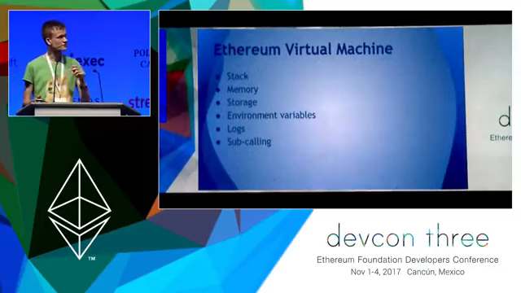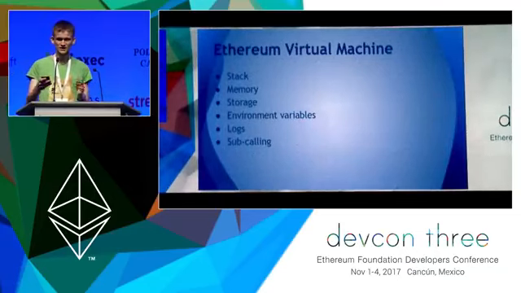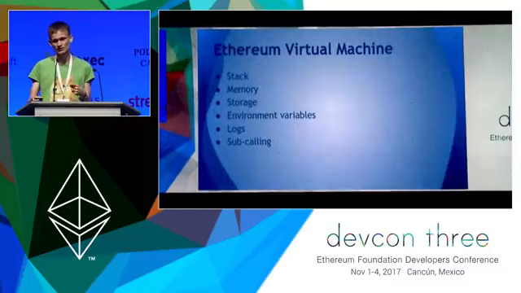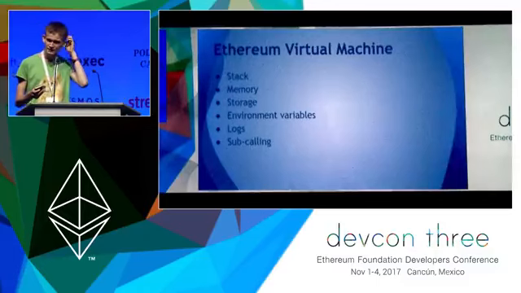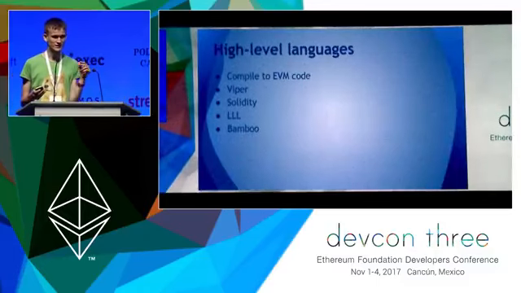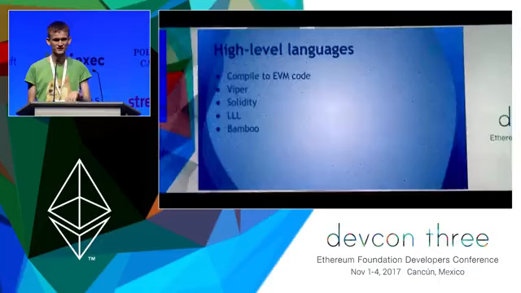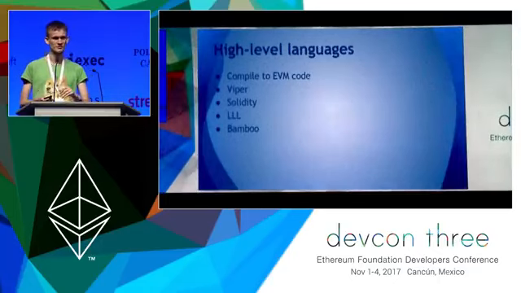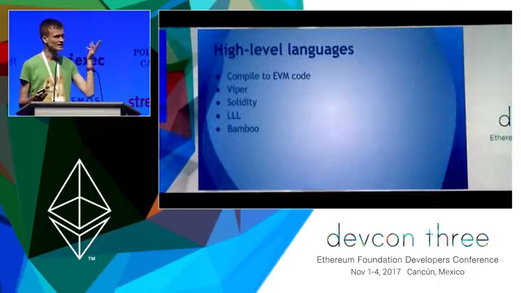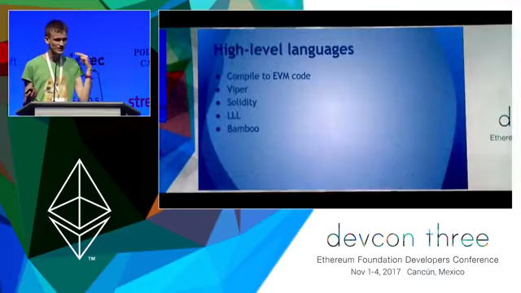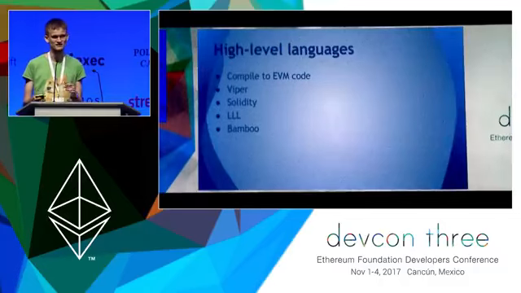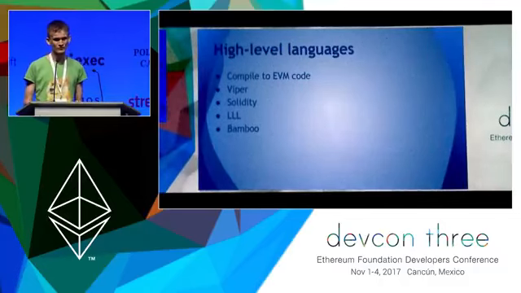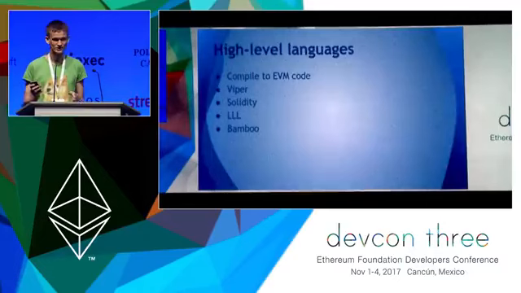You have logs and subcalling, so contracts have the ability to call contracts by sending what we call these internal transactions. Now, most of the time, you're not going to be writing in Ethereum virtual machine code directly, because Ethereum virtual machine code directly is very cumbersome to write in. Instead, you'll be writing in high-level languages that compile down into EVM code. And there's a bunch of them. You have Viper, you have Solidity, you have LLL, you have Bamboo. Once again, you might notice Serpent is no longer on the list. If you are still using Serpent, I suggest you switch to Viper.